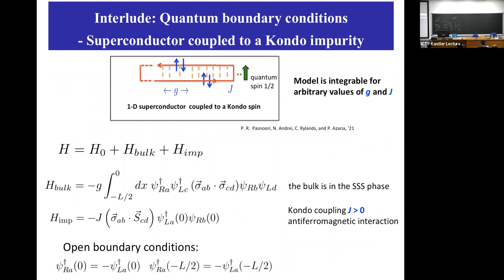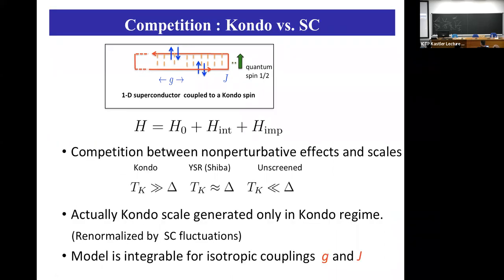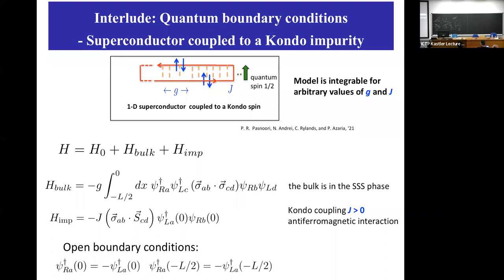So I wanted now to think about a model where instead of having external fields, I have a quantum spin. So this is nothing but a Kondo spin coupled to a superconductor. Again, the model is integrable, and here is the kinetic energy, left-right movers. And this is the interaction term, and this is the coupling to the spin. And again, we have here open boundary conditions. We tried also to solve this model, not with open boundary conditions, but putting here magnetic fields, but we have not been successful thus far.